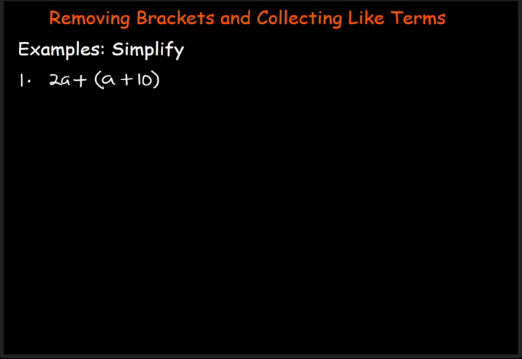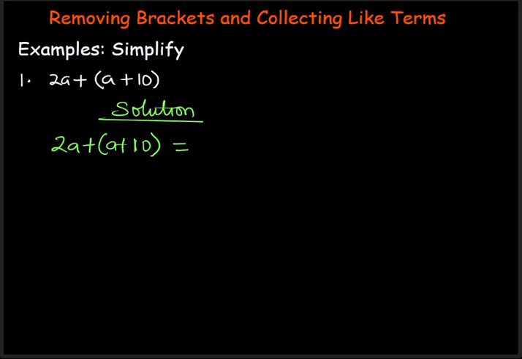What do we have? Example, the first one is 2a plus bracket a plus 10. Now, the major challenge in removing brackets is knowing what is to multiply the bracket. Knowing what is multiplying the bracket. Now, let's see this: 2a plus bracket a plus 10.